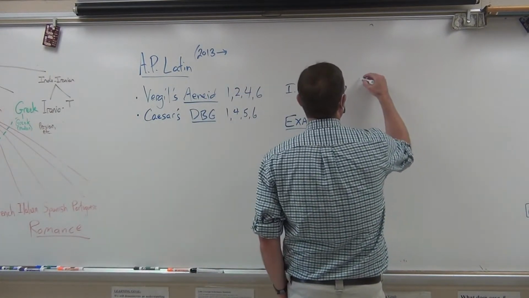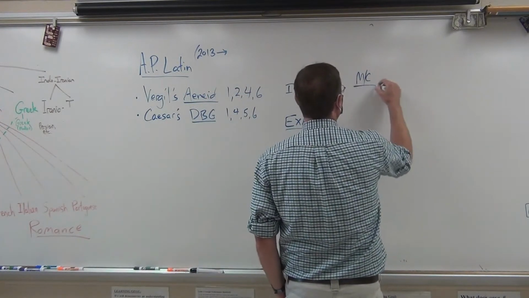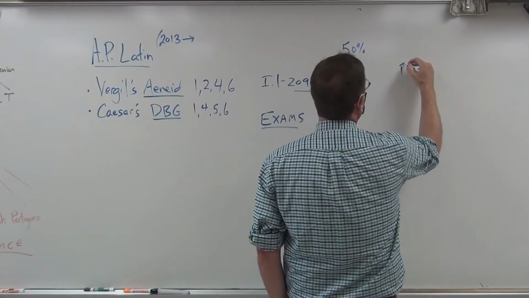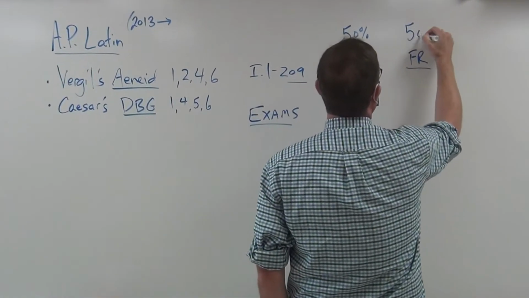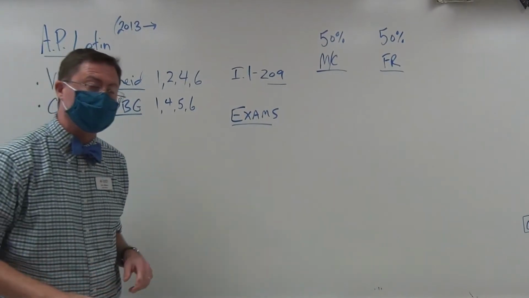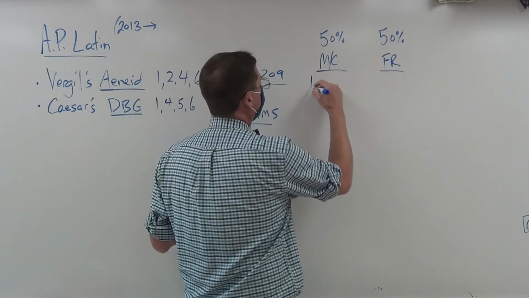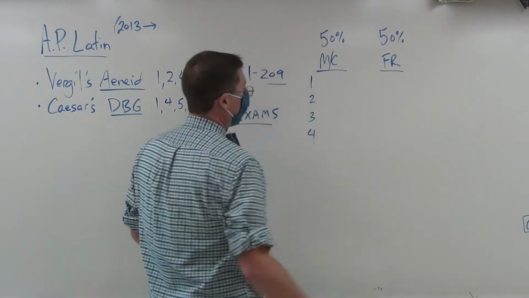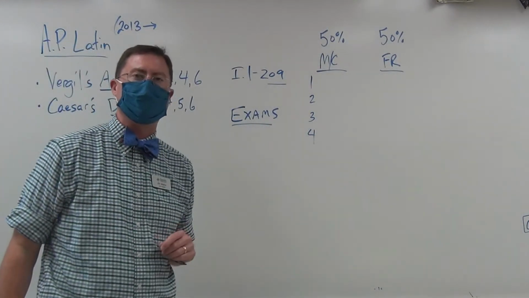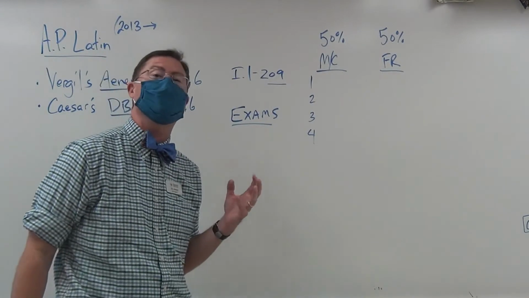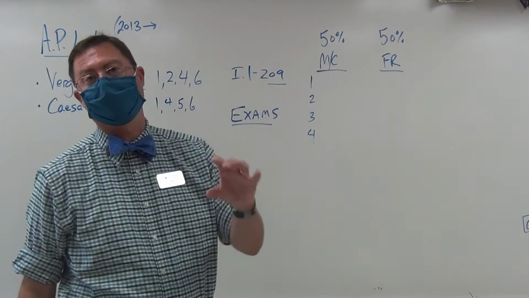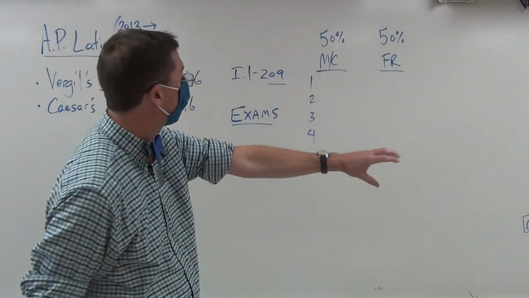You have, obviously, multiple choice on the exam, which counts for 50% of your score, and then you have the free response, which counts for 50% of your score. On the multiple choice, they will present to you four passages. Those four passages total a grand total of 50 multiple choice questions, just like you've been taking multiple choice on the passages that I have in Ecce Romani, just like on the National Latin Exam, the very last section, they give you a passage, multiple choice questions about it.